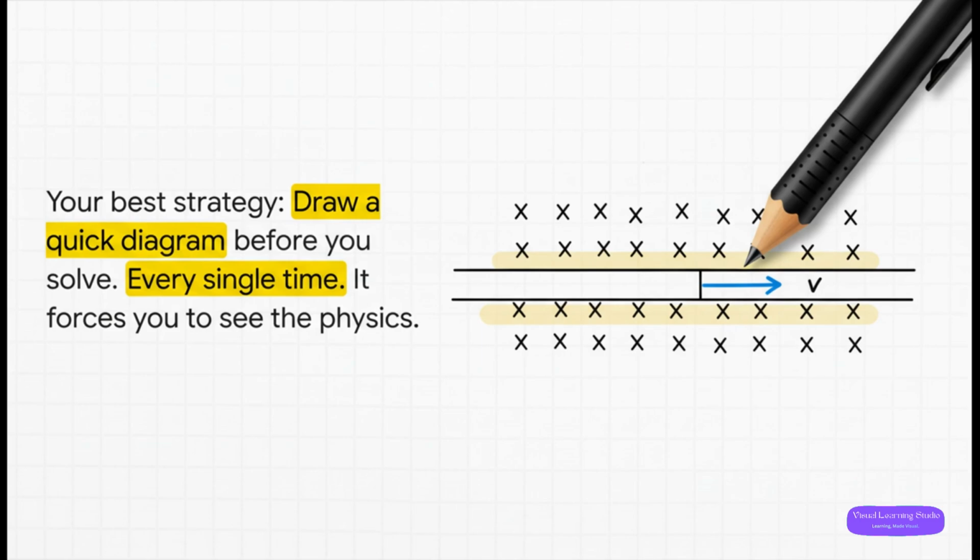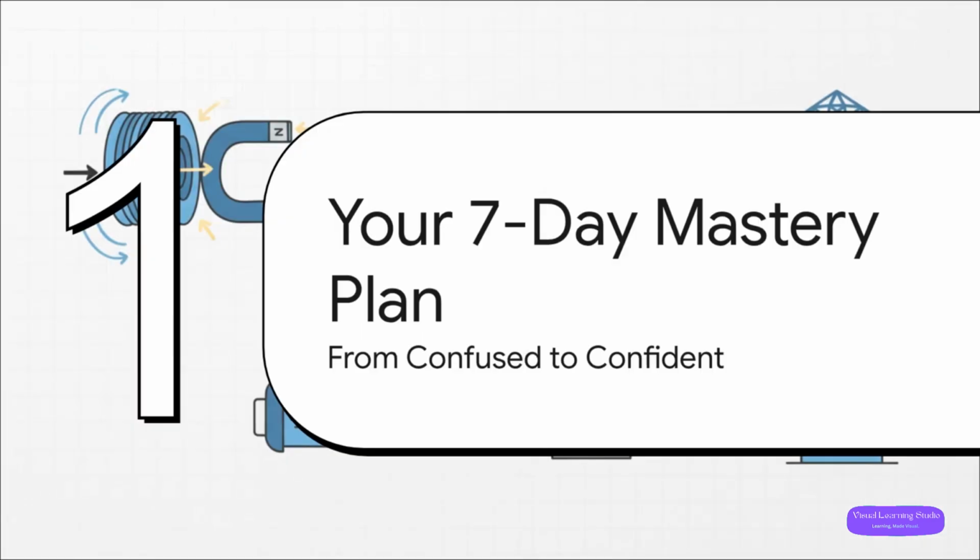Before you even think about writing down a formula, take 10 seconds and sketch the problem. Draw the field lines, the coil, the direction of movement. Forcing yourself to draw it makes your brain engage with the physics of it all, not just the numbers. Trust me on this.